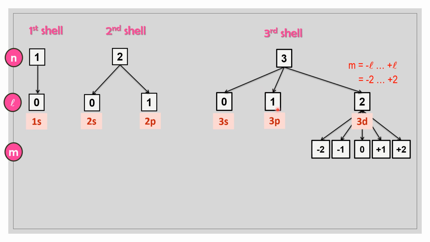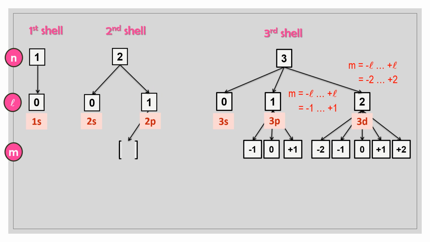Next is L is equal to 1. This is formula of M. So when L is equal to 1, M is negative 1 until positive 1. That means value of M dia ada 3. Negative 1, 0, positive 1. Yang ni pun L is equal to 1 juga. So ada 3 M, negative 1, 0, positive 1.